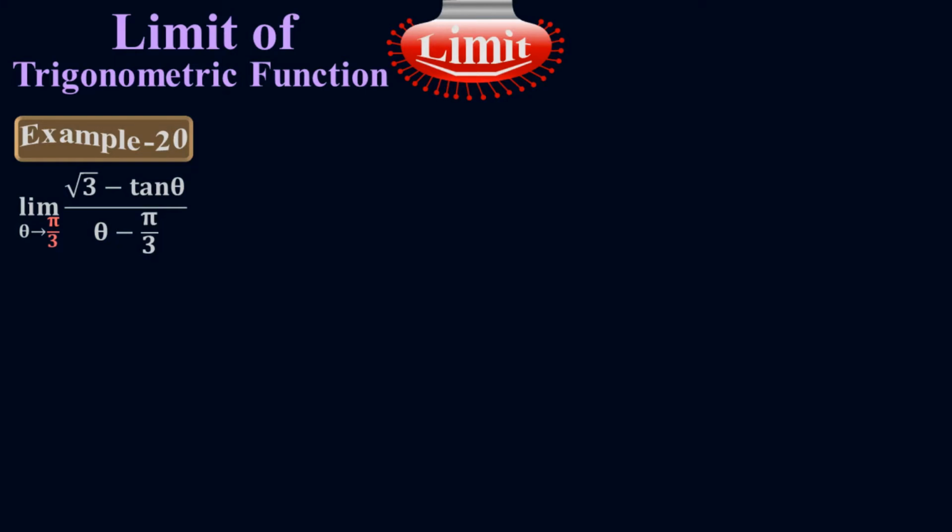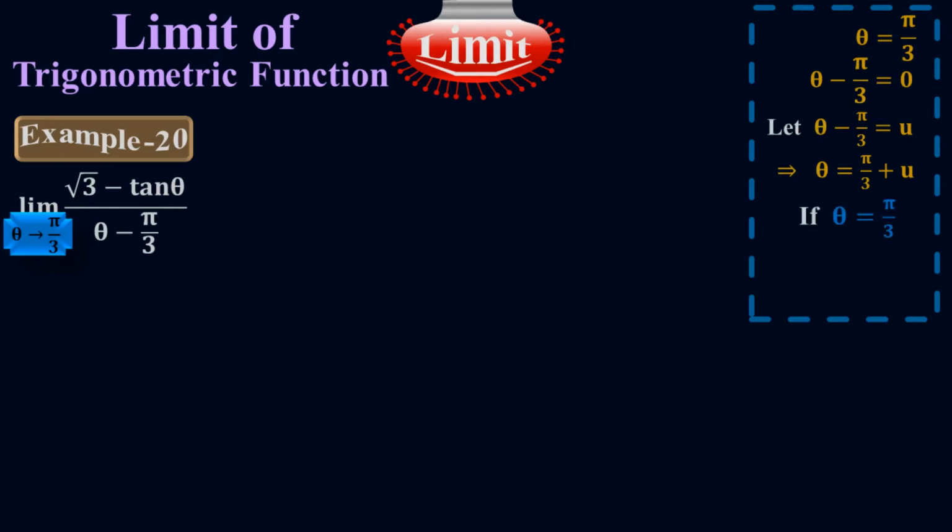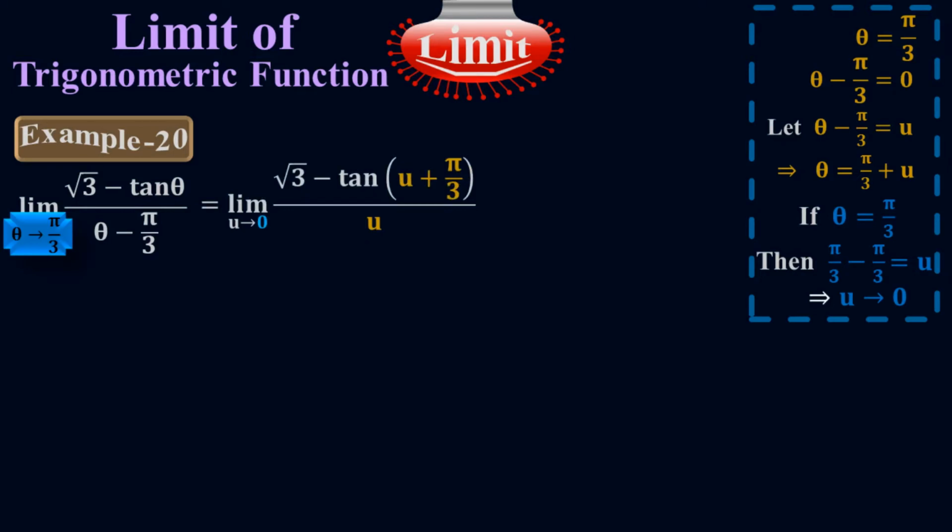Let me try the u substitution method here. Since theta approaches pi over 3, it means that theta minus pi over 3 equals 0. Let theta minus pi over 3 equals u, which implies that theta equals pi over 3 plus u. Since theta approaches pi over 3, pi over 3 minus pi over 3 equals u, which implies that u approaches 0. So my new expression will be limit of square root of 3 minus tangent of u plus pi over 3, over u, where u approaches 0.